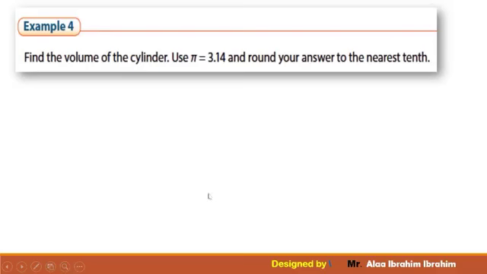Now example number 4. Find the volume of the cylinder. But now I have to change pi to 3.14 and round the answer to the nearest tenth.